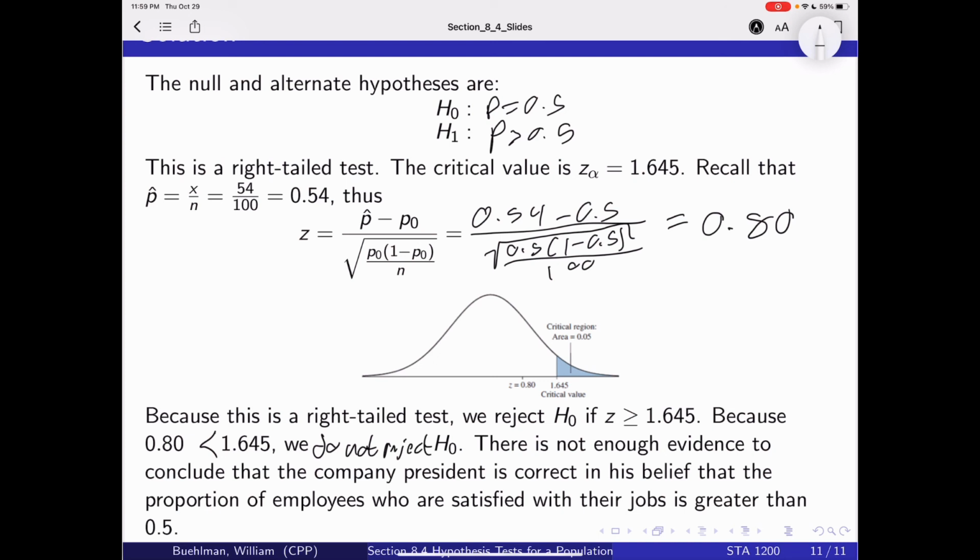Okay, here's our big finale. This is always what we want, stating our final conclusion. This is a really important part of hypothesis testing. There is not enough evidence to conclude that the company's president is correct in his belief that the proportion of employees who are satisfied with their job is greater than 0.5.